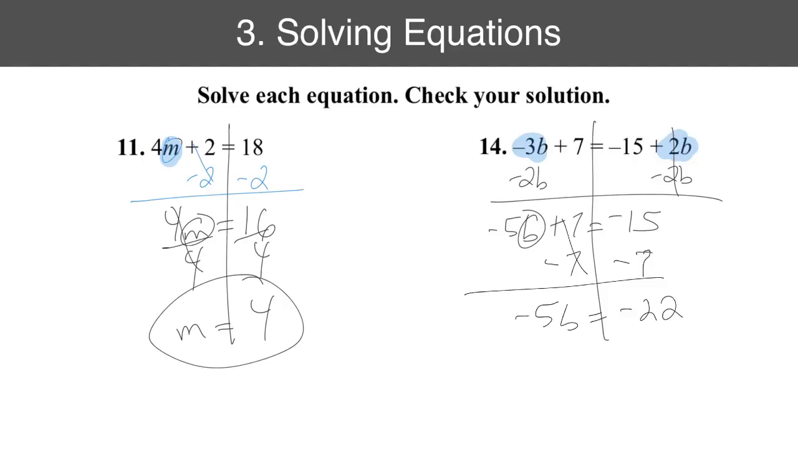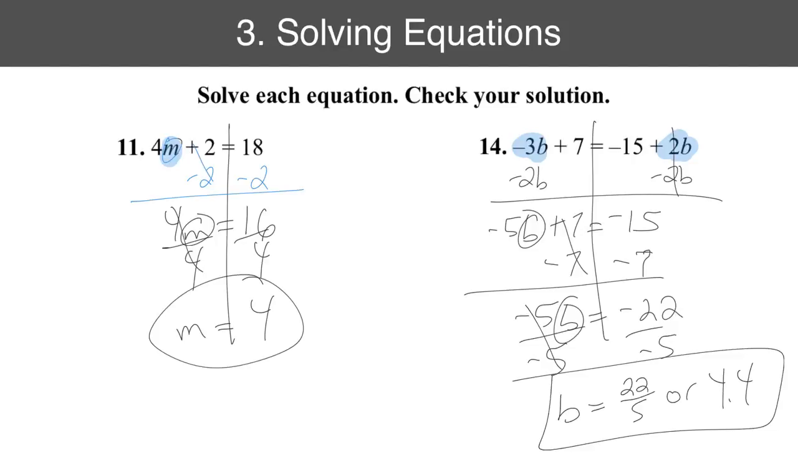And then finally, still solving for b, we have b times negative 5. So we move the negative 5 by dividing by negative 5, and we get b equals 22 over 5. Or that's also 4.4 as a decimal. So that would be your final answer.